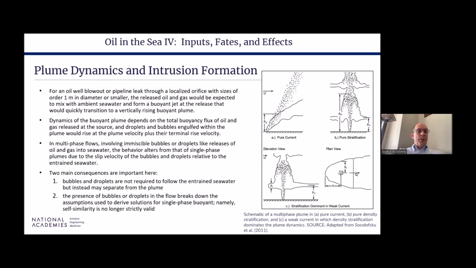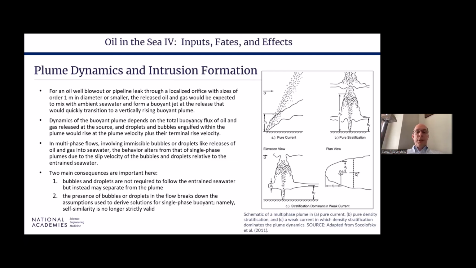So this last bullet here, two main consequences that are important, helps to summarize what's happening in this figure. And that's that the oil droplets and the gas bubbles formed when you release oil into the ocean have their own vertical rise velocity, and they don't mix into seawater the same way that smoke mixes into the atmosphere or wastewater discharged into the ocean would mix into the ocean. That is a mixing of two miscible fluids. Once they mix together, they can't be unmixed. When you put the coffee and the cream in your cup, you can't get the cream back. But with oil droplets and gas bubbles, you could get the oil slick back, and they don't have to go where the water goes.